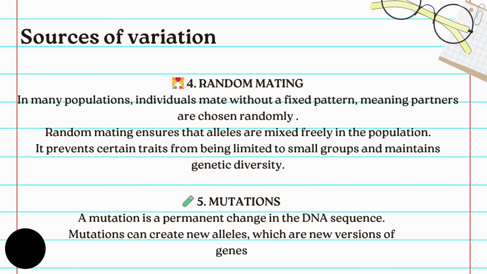Random mating in populations, it's all random, there's no control. Even with humans, if you look at humans in terms of races, there's just random mating. That's the same thing with zebras, lions, and every other organism and every other species. There's just random mating, which also ensures that alleles are mixed freely in the population, and this prevents traits from being limited to a certain group and maintains genetic diversity.